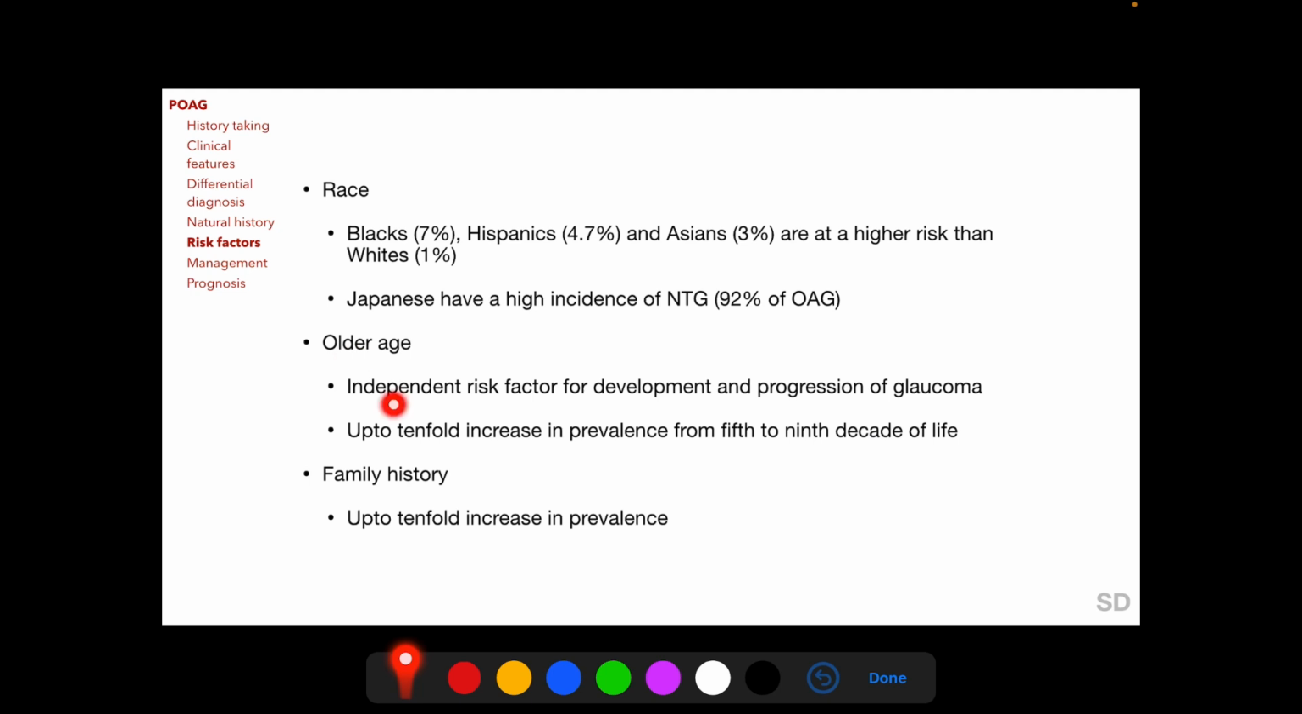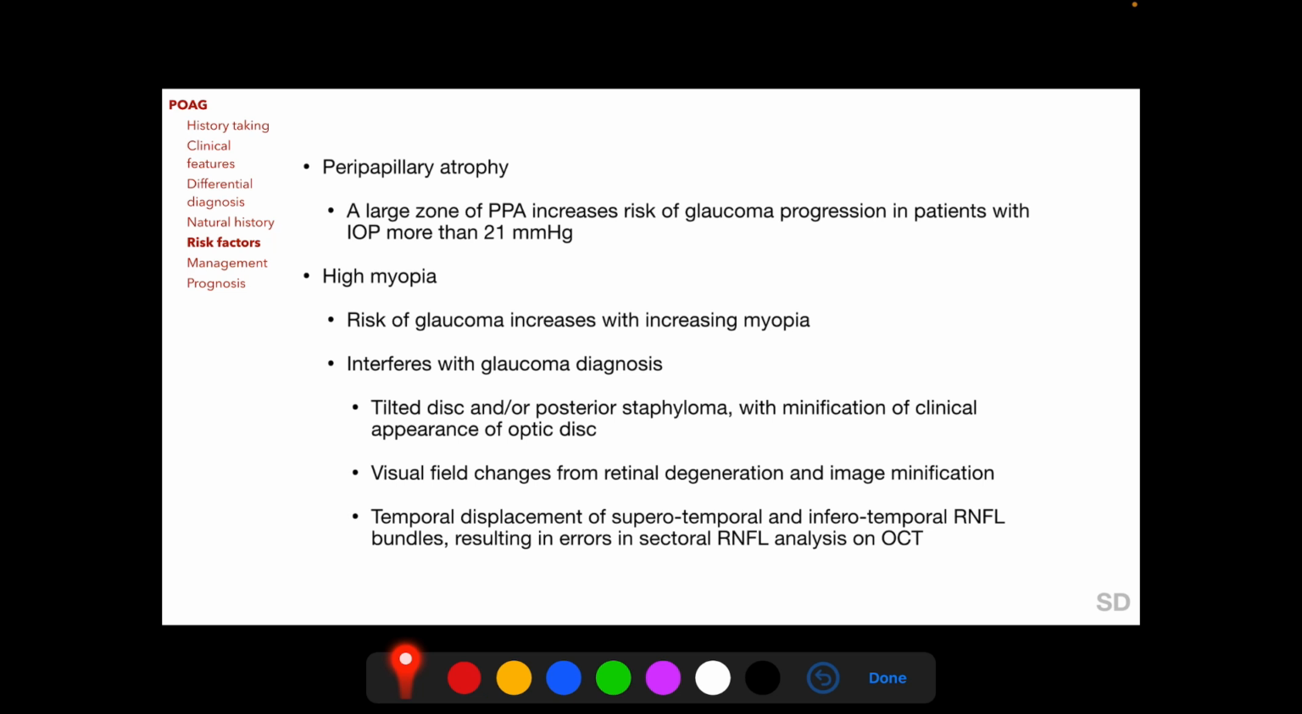Older age is an independent risk factor for both development and progression of open-angle glaucoma, and there is up to a 10-fold increase in prevalence of glaucoma from the 5th to the 9th decade of life. And a family history of glaucoma is said to increase the risk of glaucoma up to 10-fold. In primary open-angle glaucoma, a large zone of peripapillary atrophy increases the risk of glaucoma progression.